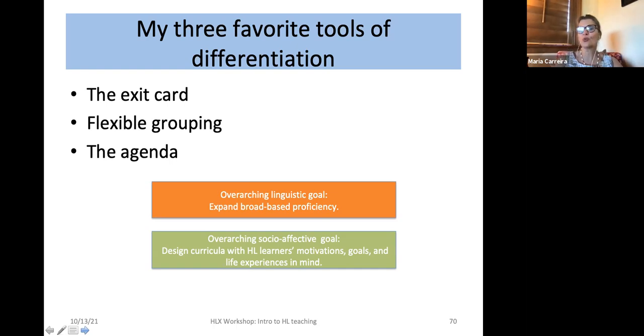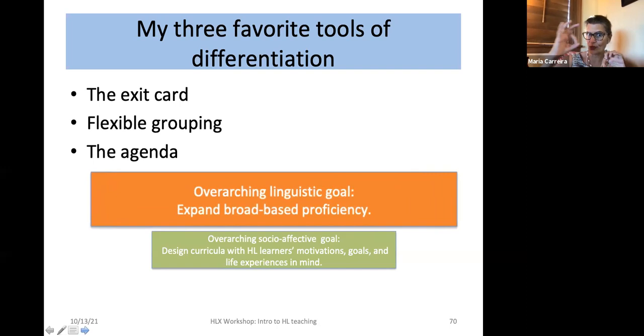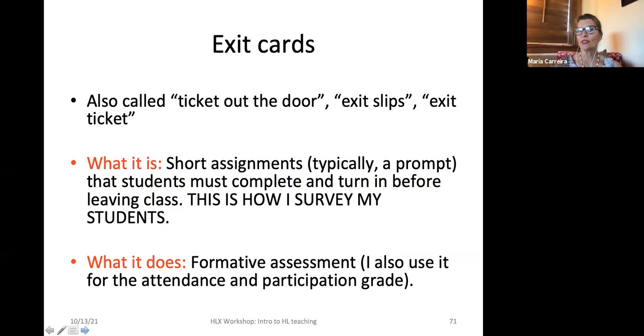I have these three tools that I pull out of my pocket all the time: the exit card, flexible grouping, and the agenda. I'm going to start out by showing you how I use these three tools to expand broad-based proficiency. Okay, exit cards are also called ticket out the door, exit slips, exit tickets, and they're really short assignments that students in my class complete the last 5 to 10 minutes of class, and they turn in to me as they're leaving class. And I use this to survey my students.